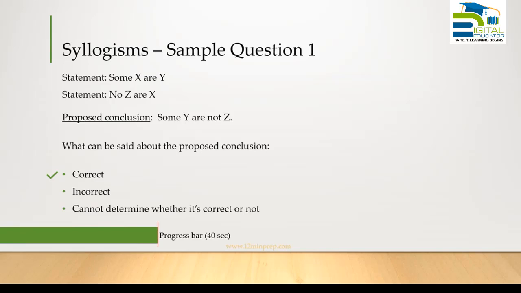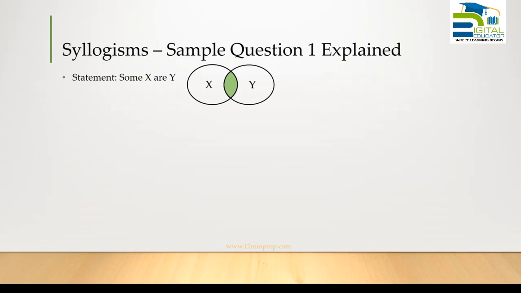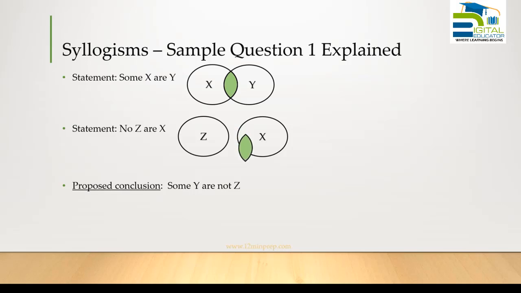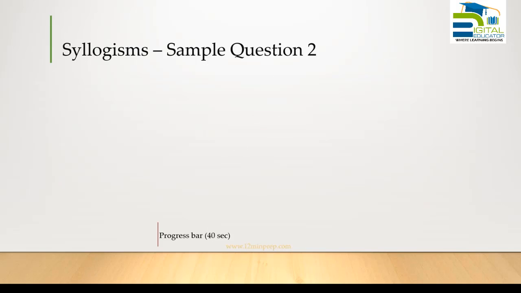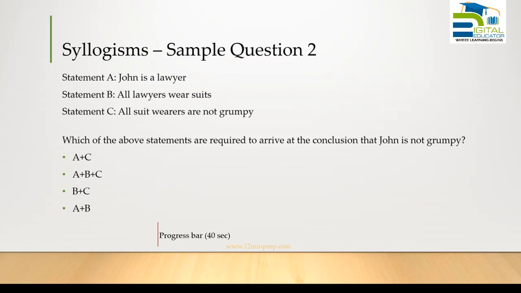The proposed conclusion is correct. One way to solve this question is by drawing circles per each group. We see that x and y overlap, and we can also see that z and x do not overlap at all. Therefore, there are indeed some y that are not z. See if you can answer this syllogism question in 40 seconds.